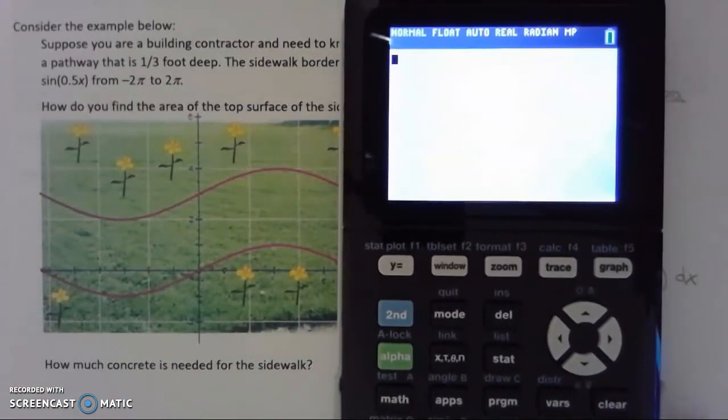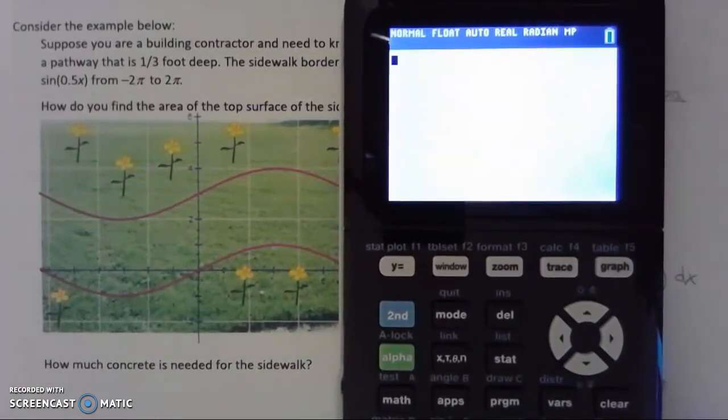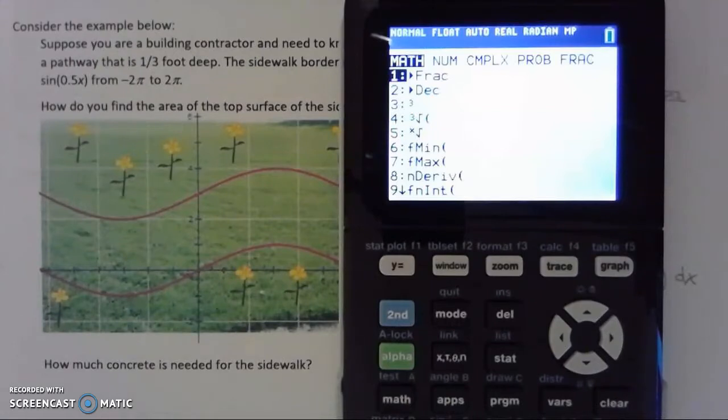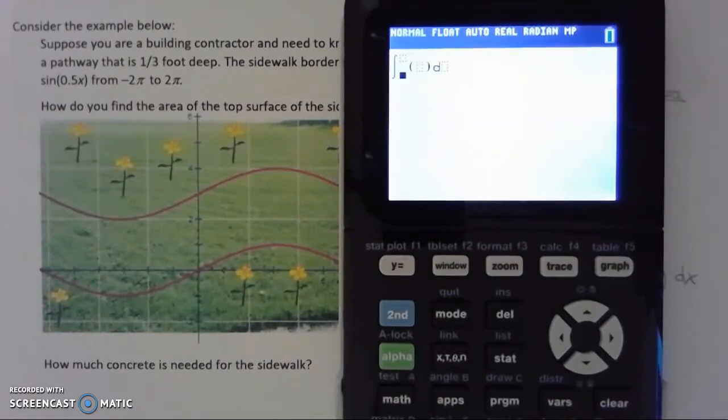Okay, I know you're not going to be able to see this the best on my calculator, but we'll make do. So remember, we hit math, and then the 9th option down there, you'll see the FNINT, so that's our function, and we're going to take the integral of it. So I'm choosing 9 and we're going to go from negative 2 pi to 2 pi.